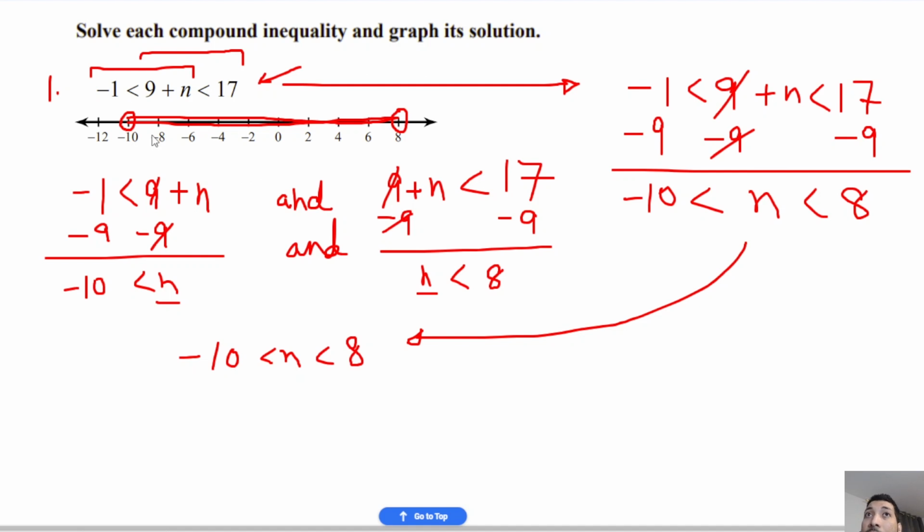So you can see that we can solve these kind of inequalities in either ways. We can separate the inequality, or we can keep the same inequality and get rid of the terms to isolate the variable. So now let's see the next problem.